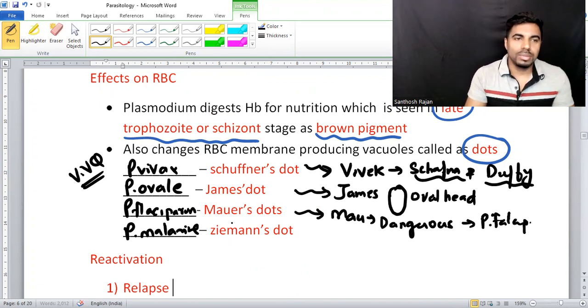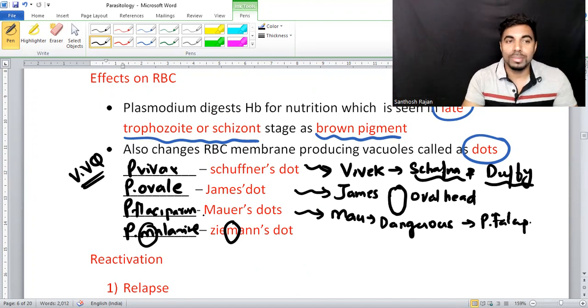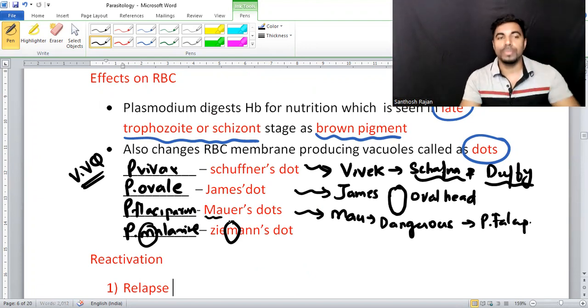Malaria, Z-man. Z-man, you have a clue already. Z-man, malaria. Pass. Okay, very simple. So don't confuse the arrows. M is there, so don't do Mao. Mao is dangerous, so falciparum. Z-man, malaria. Pass. Okay, that's it.